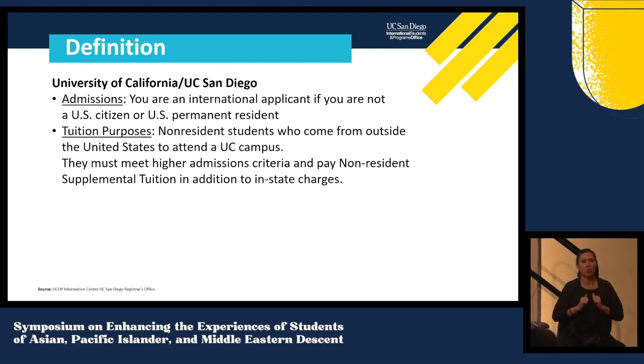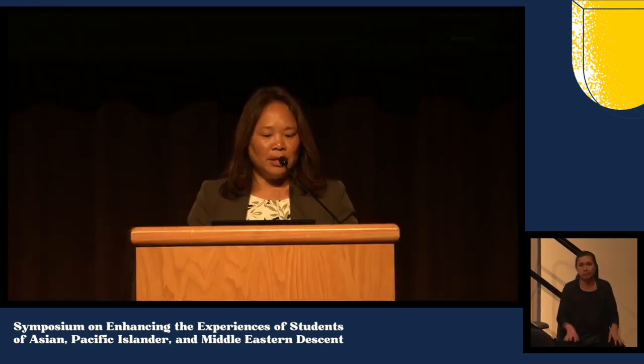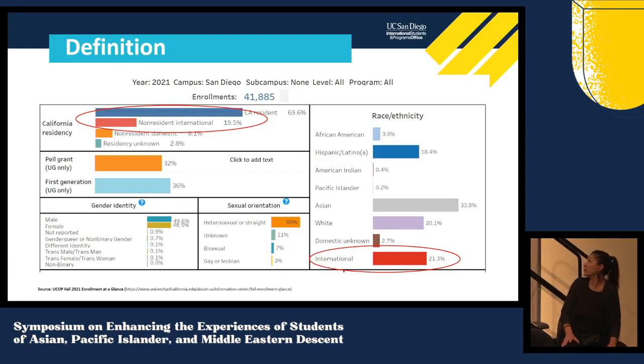In terms of non-resident for tuition purposes, on our registrar's website, it says that non-resident students are those who come from outside of the United States to attend a US campus or a UC campus. And you can see that on this slide here, some of this might look familiar to you. It's on the Information Center. And you can see the differences here in trying to figure out how we are defining our international population.